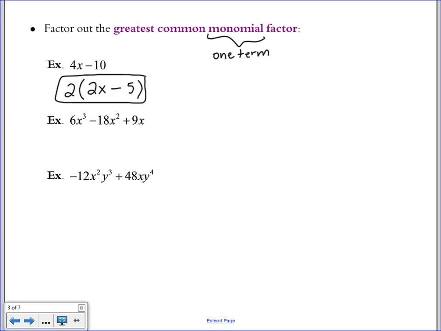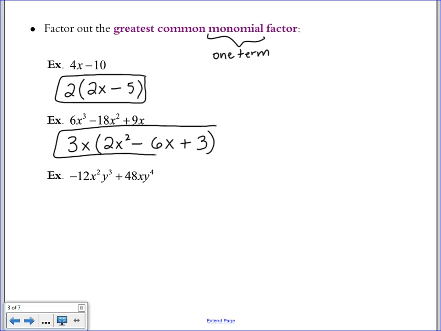To factor something means to write it as a product of factors. So we wrote the same expression as a product, and now it's considered factored. So in the next example, we can take out a 3x. That's the greatest term we can take out from all three. Divide each term by 3x, and you'll be left with 2x squared minus 6x plus 3, and then stop. So you've written it as a product of 3x multiplied by this trinomial factor. Trinomial means 3 terms.